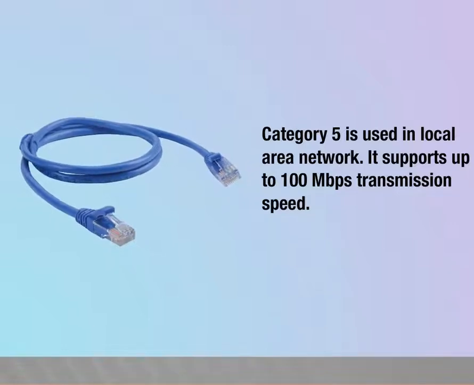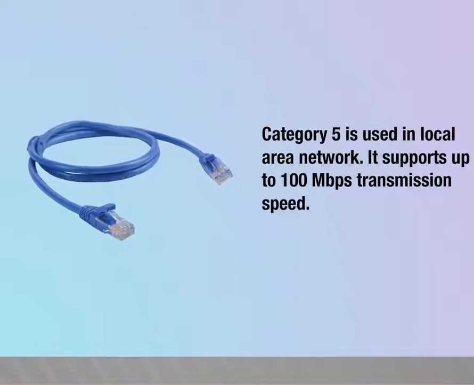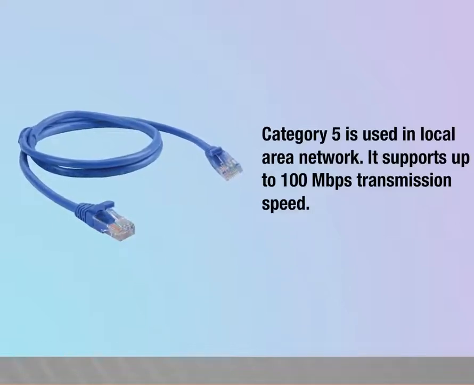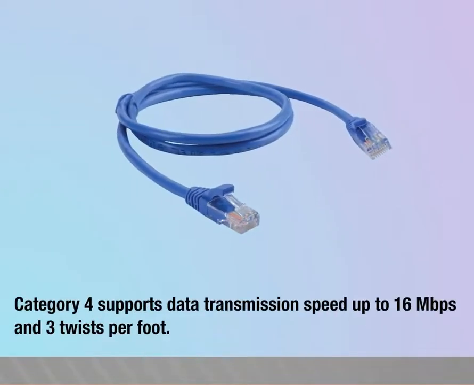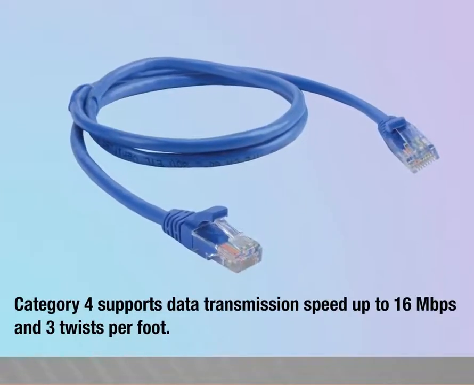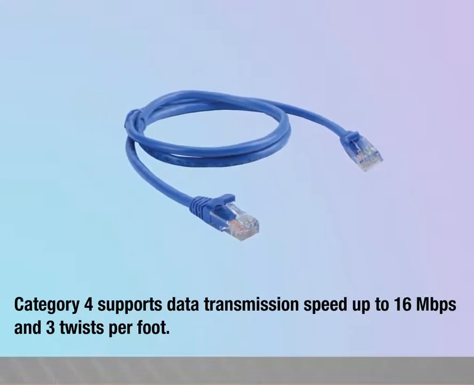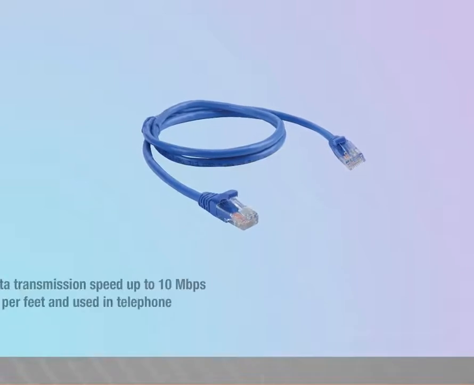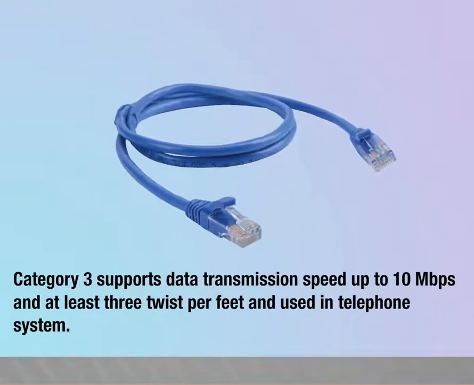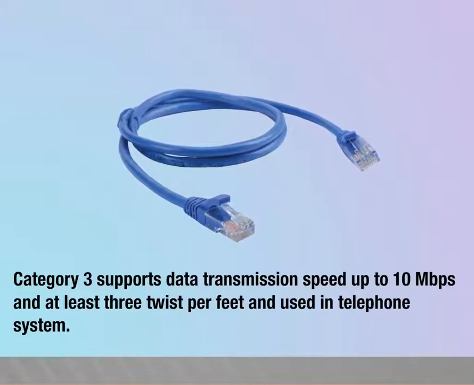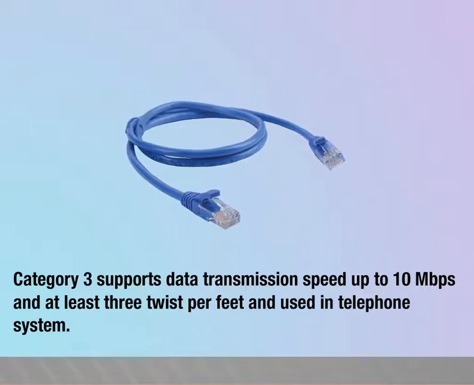Use of each category is as follows. Category 5 is used in local area network. It supports up to 100 Mbps transmission speed. Category 4 supports data transmission speed up to 16 Mbps and 3 twists per foot. Category 3 supports data transmission speed up to 10 Mbps and at least 3 twists per foot and is used in telephone system.